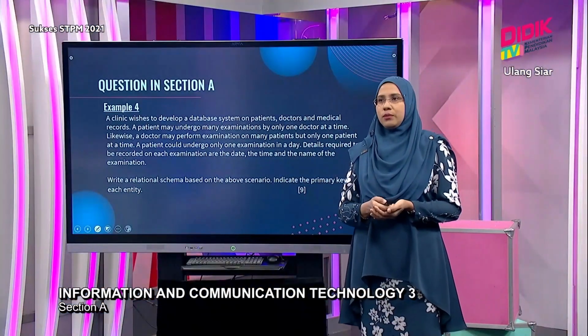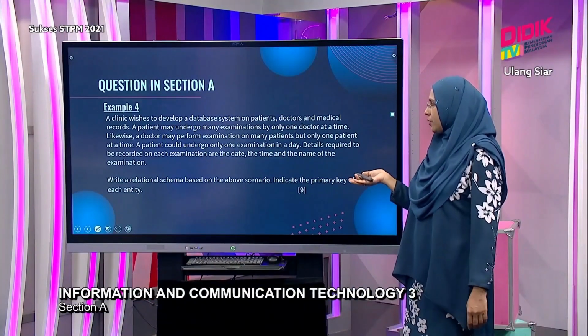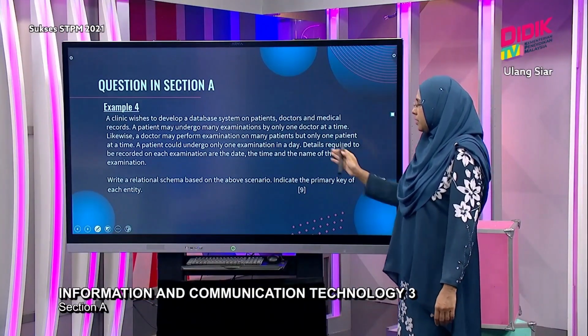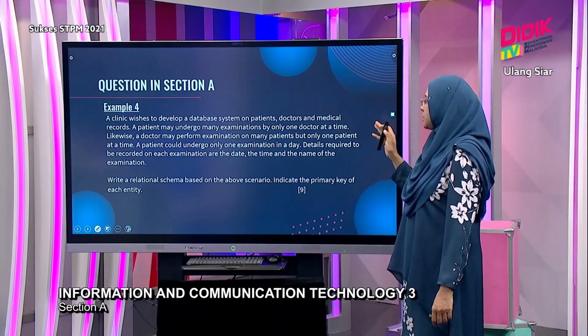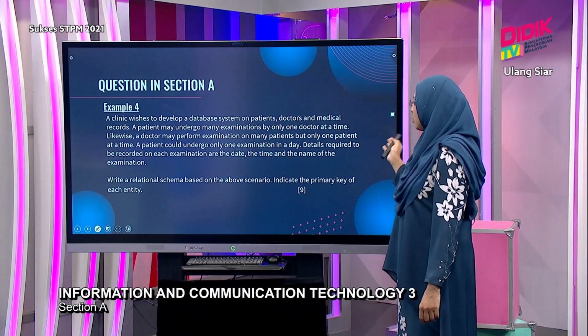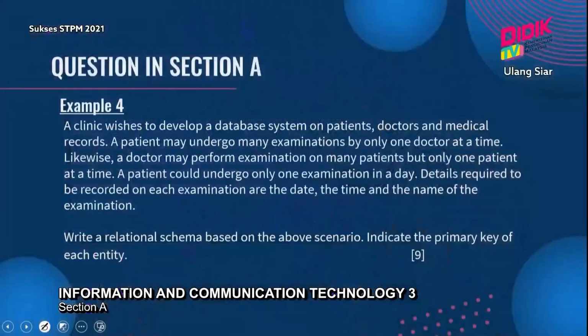So we proceed with example 4. Again, a scenario is given. A clinic wishes to develop a database system on patient, doctor, and medical report. A patient may undergo many examinations by only one doctor at a time. Likewise, a doctor may perform examinations on many patients, but only one patient will be recorded on each examination, the date, the time, and the name of the examination.